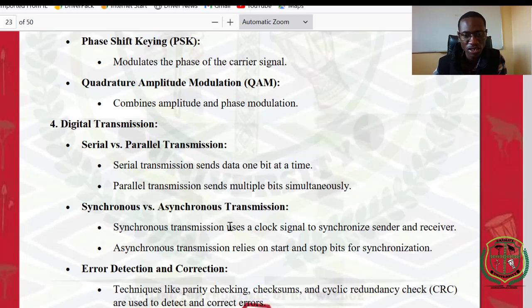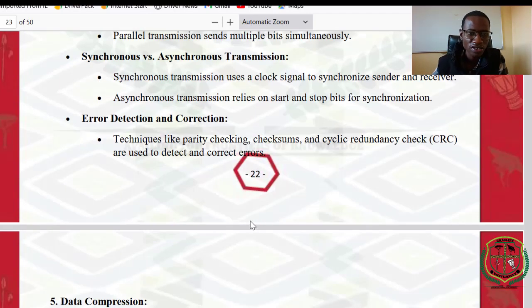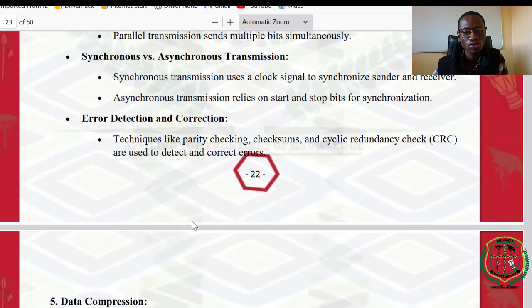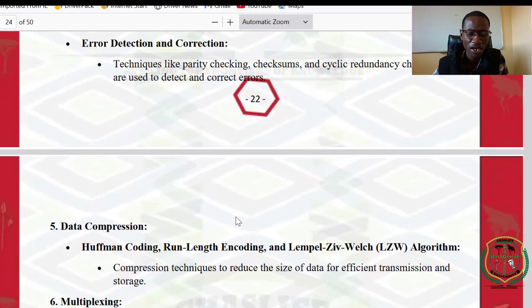Then we have what we call asynchronous transmission, okay? This one relies on start and stop bits for synchronization. You start it, it will continuously and constantly be transmitting information. So basically, there's another component of error detection and correction. These techniques like parity checking, checksums, and the cyclic redundancy check are used to detect and correct what? Errors. So basically, if there are any errors, they are used.